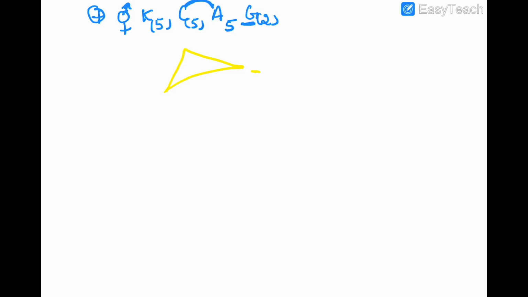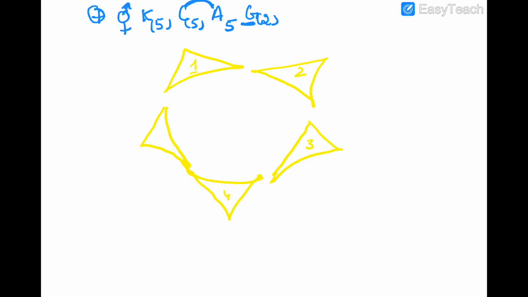1, 2, 3, 4, and 5. So this which I have drawn in yellow are the sepals, and they are fused also, so we will make a fusion. They are fused.